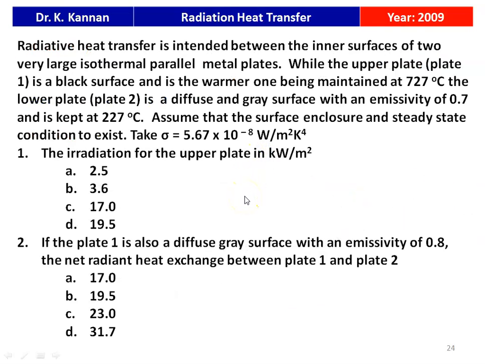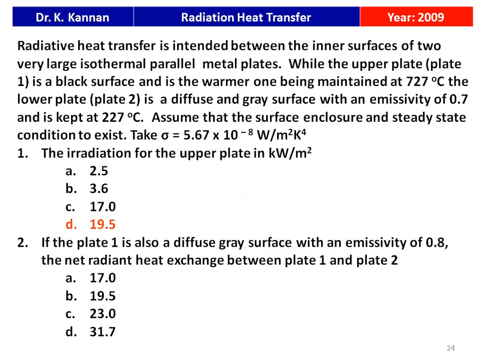Next question, 2009 question paper: radiative heat transfer is intended between the inner surfaces of two very large isothermal parallel plates. The upper plate, plate 1, is a black surface and the warmer one, maintained at 727 degrees Celsius. The lower plate, plate 2, is a diffuse and gray surface with emissivity 0.7, and it is kept at 227 degrees Celsius. Assume that the surfaces form an enclosure and steady state conditions exist. Take sigma equal to 5.67 × 10⁻⁸ watts per meter square Kelvin to the power 4.